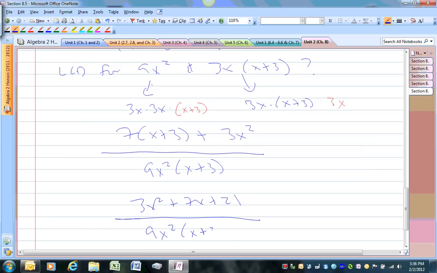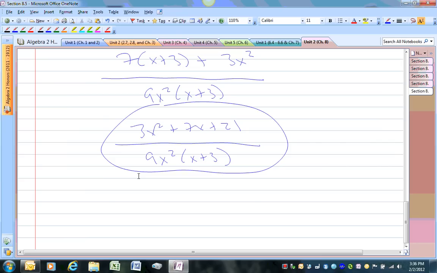No need to really distribute. You can leave it like that. And that'll be our final answer. So it's very important you gotta find the LCD. Let's try another one so you guys can kind of get the hang of this.